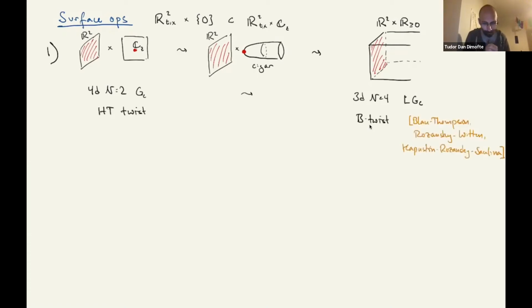Keeping track of supercharges, the holomorphic-topological supercharge from 4D has become a purely topological supercharge in what at least some of us call the B-twist of 3D N=4 theories. So 3D N=4 theories have two topological twists, and this is the one that Rozansky and Witten used and Blau and Thompson first wrote down, and Kapustin, Rozansky, and Saulina said a lot about its categorical structure.